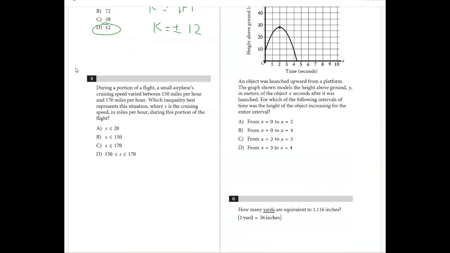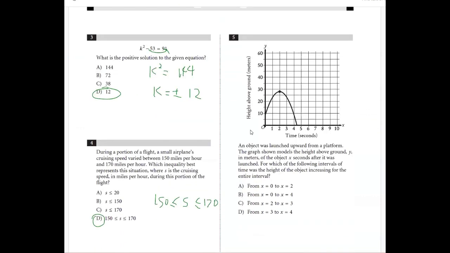During a portion of a flight, a small airplane's cruising speed varied between 150 miles per hour and 170 miles per hour, which inequality best represents the situation where S is the cruising speed in miles per hour during this portion of the flight. So it was between 150 and 170. So D as in David is the correct answer.